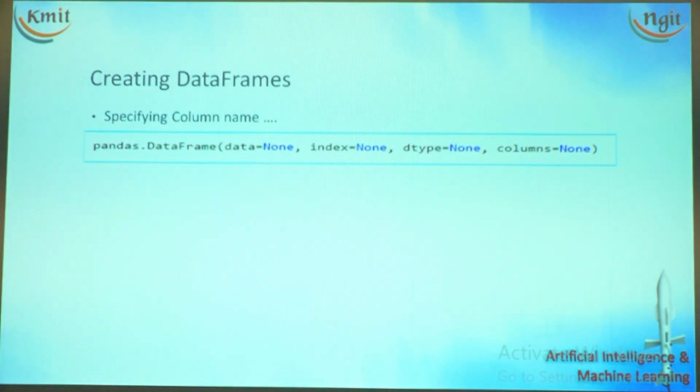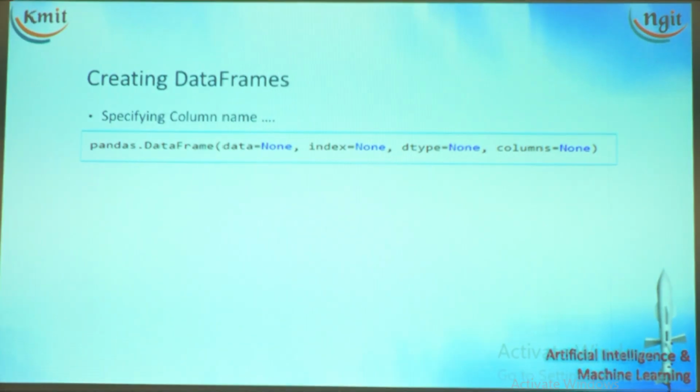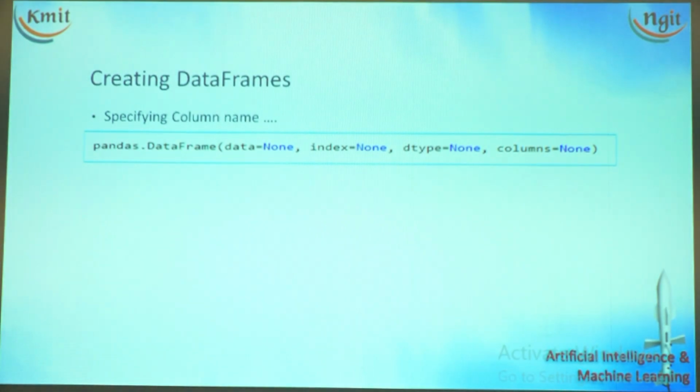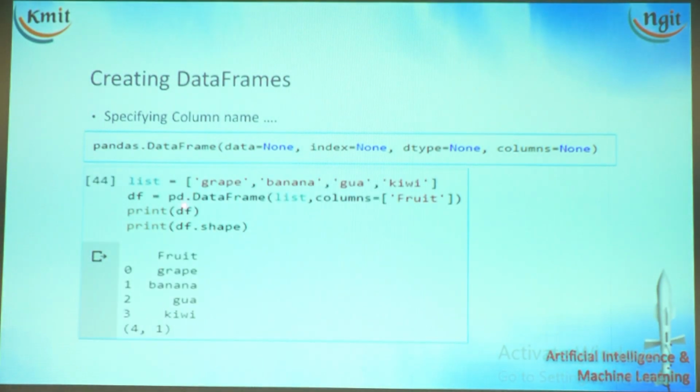Now, how do we specify a column name when creating a data frame? That was with a dictionary. Okay, fine. With a dictionary there is one way. What is the other way? See here, what I am going to do is create a list of my data and pass it to the data frame method as a parameter. The other parameter I can give to the data frame is the column name.